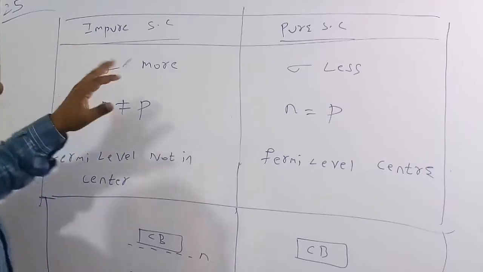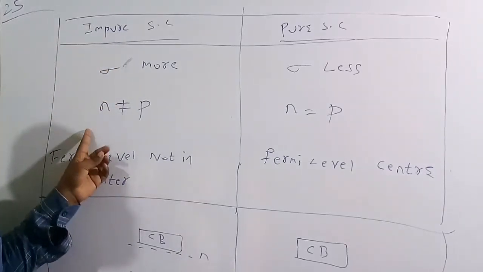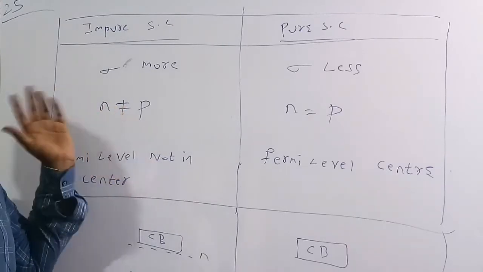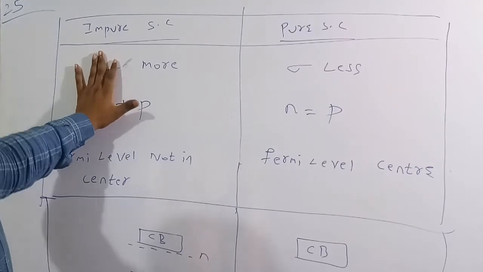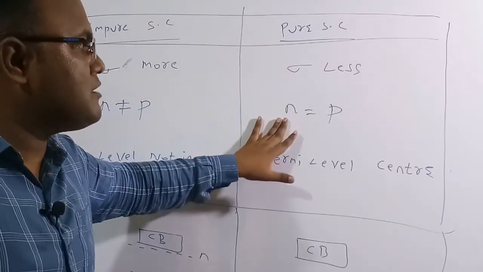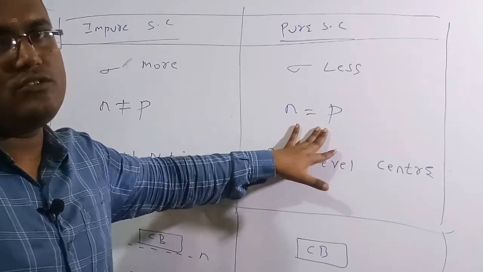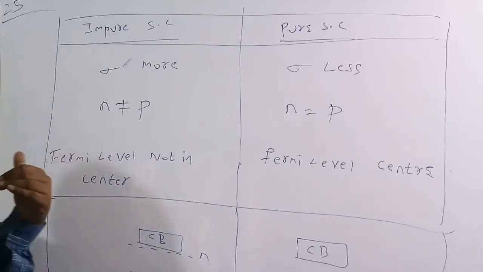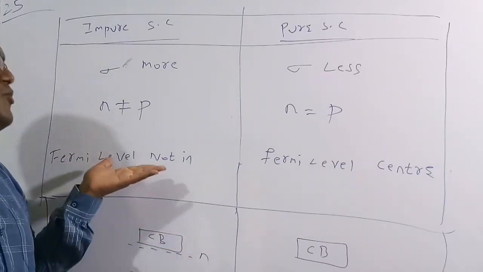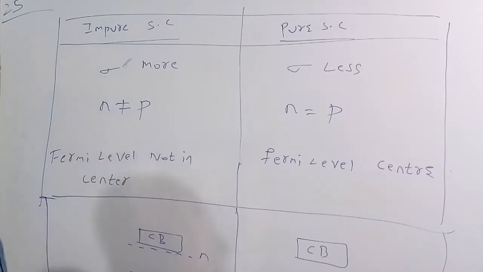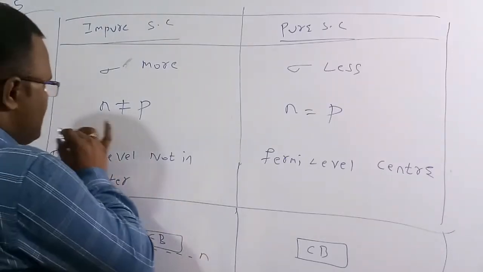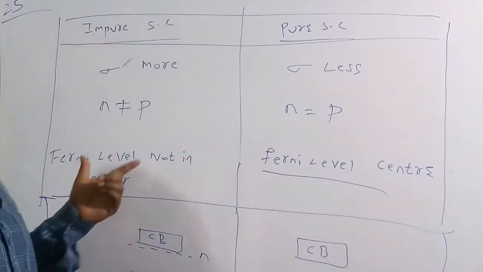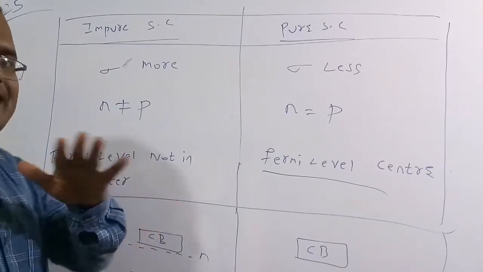Also, in the impure semiconductor, the number of holes is not equal to the number of free electrons, whereas for a pure semiconductor the number of holes is always equal to the number of free electrons. So based on this, if the number of holes is much higher, then we get the p-type semiconductor, and if the number of free electrons is higher, then we get the n-type semiconductor. Also, for a pure semiconductor the Fermi level is always at the center, but for an impure semiconductor the Fermi level is not at the center.